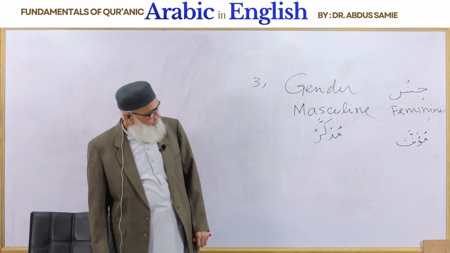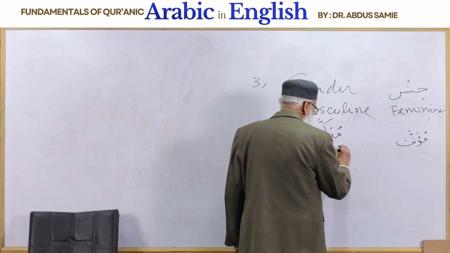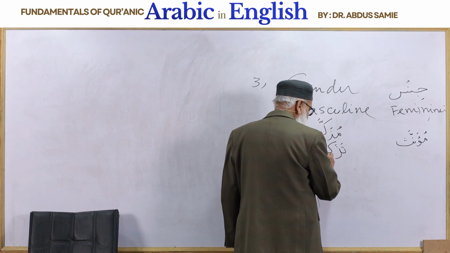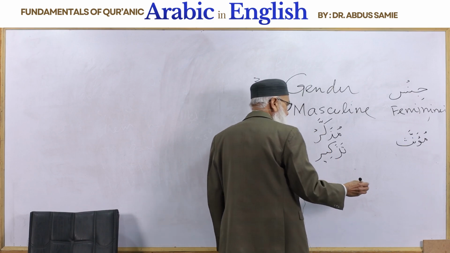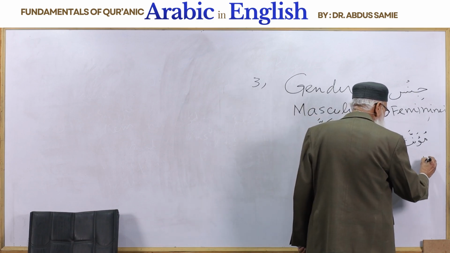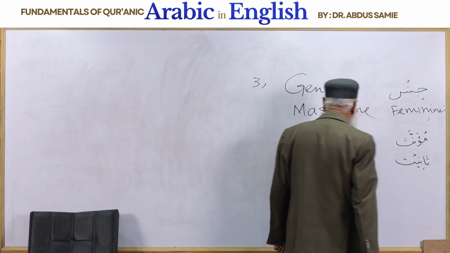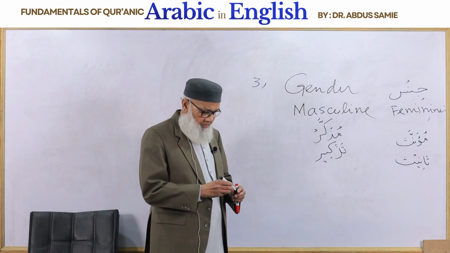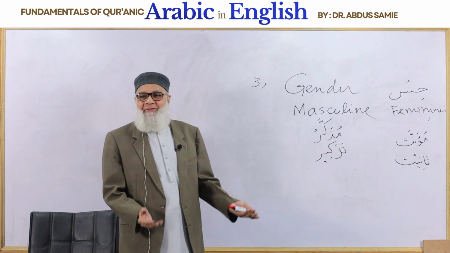This act is called tazkir. Muzakkar means masculine and tazkir means to convert a noun to masculine form. And ta'nis means to change to feminine form. Tazkir and ta'nis. Again, we will study the whole chapter of Tazkir and Ta'nis.